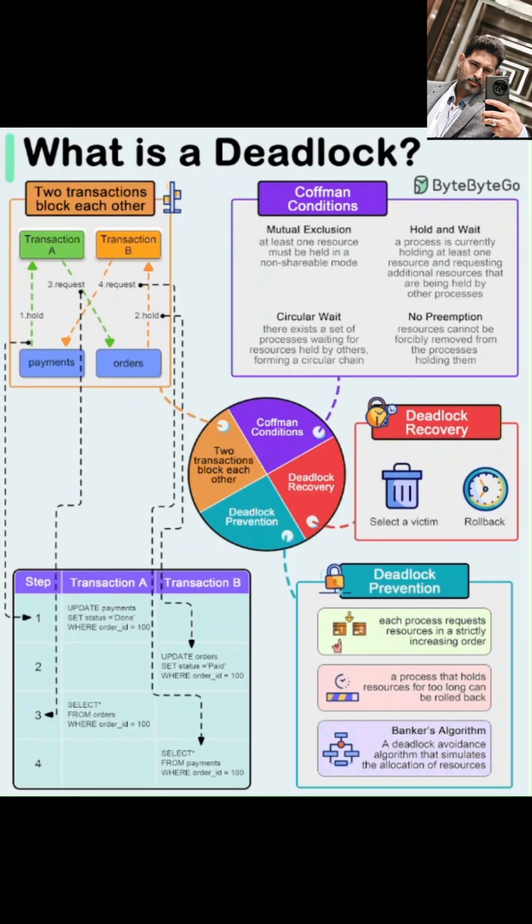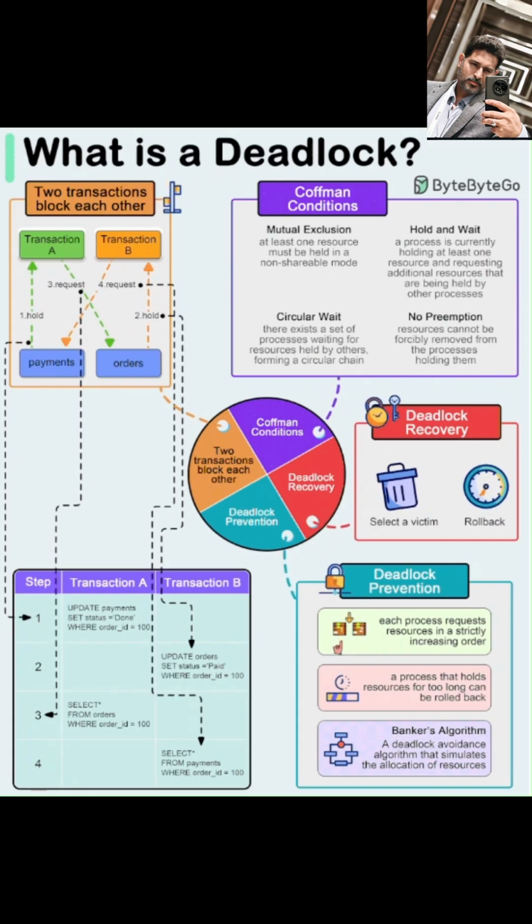Imagine transaction A has a lock on the payments information and needs the orders information, which is locked by transaction B. At the same time, transaction B has a lock on orders and is waiting for payments, which transaction A has. They're in a standstill, neither can proceed.